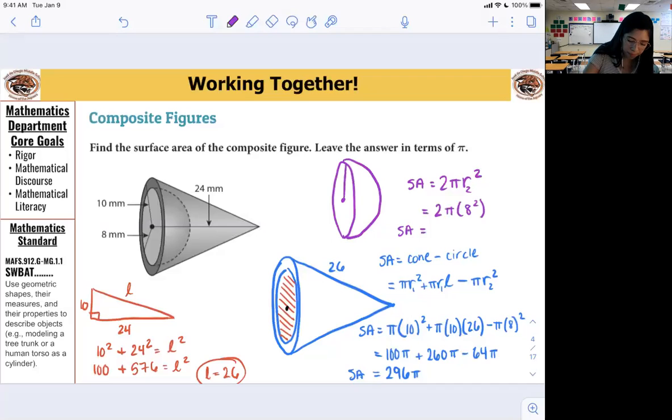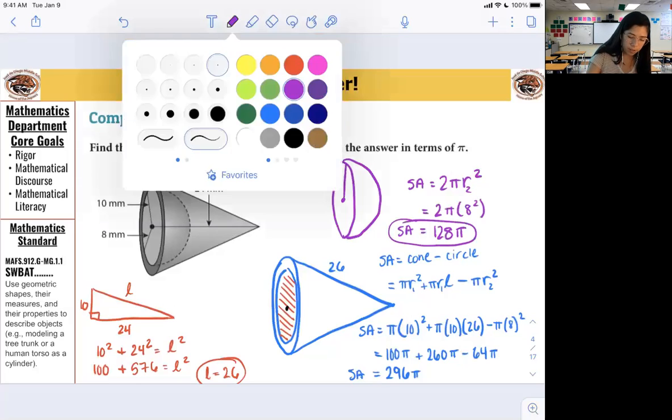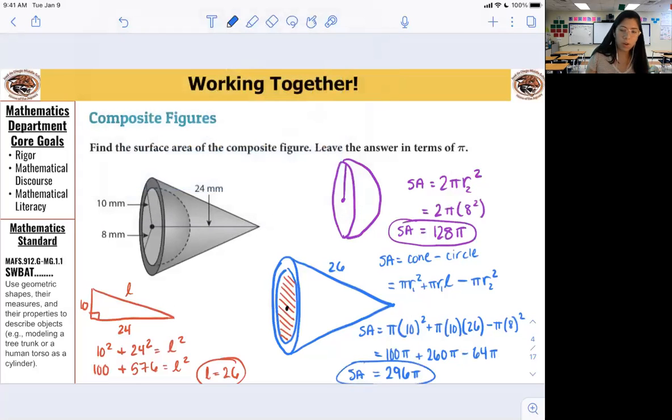$128, good. 128 pi. So surface area of the hemisphere, surface area of the cone minus the circle, put it all together. I'll do it up here. So it's going to be 296 pi minus 128 pi. What do I get?